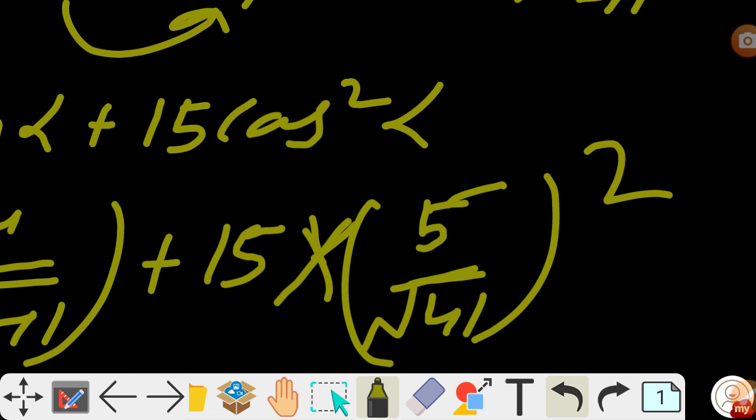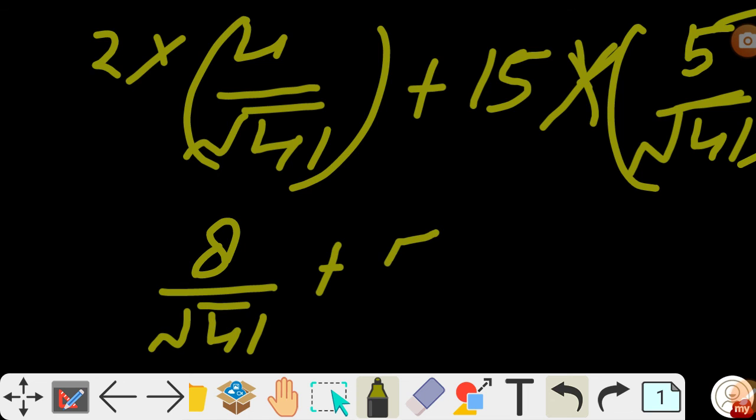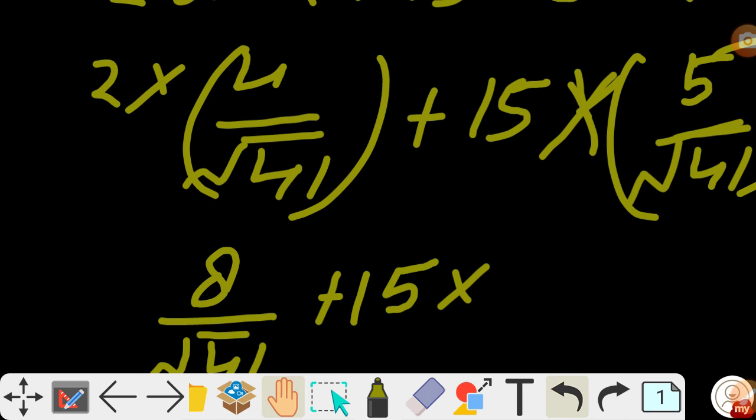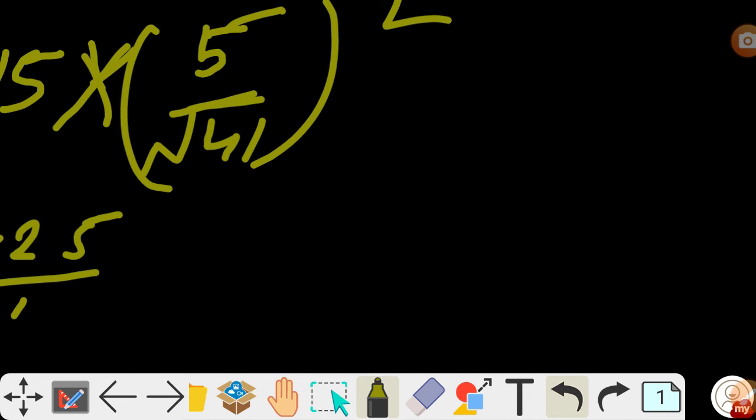So we can't add this, because we have here 8 upon root 41 plus 15 into 25 upon 41. We can't add this, so option B is incorrect.